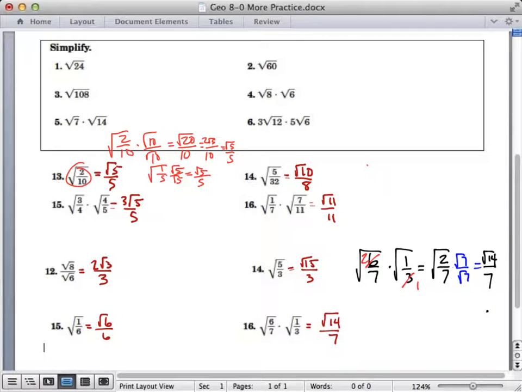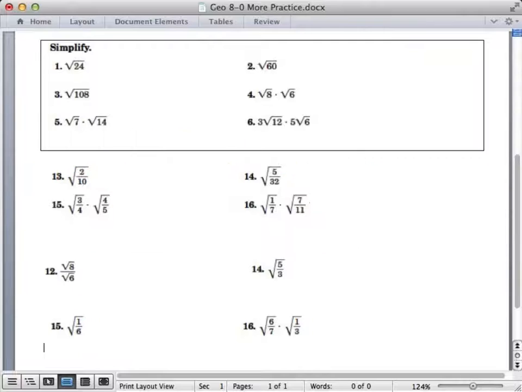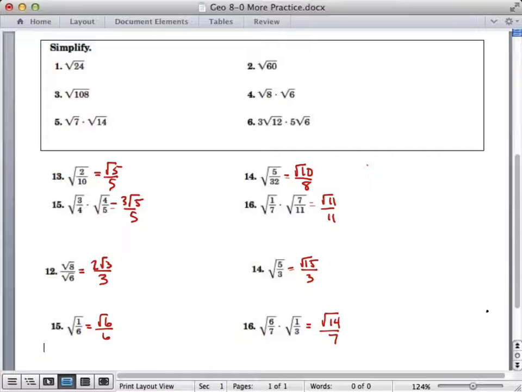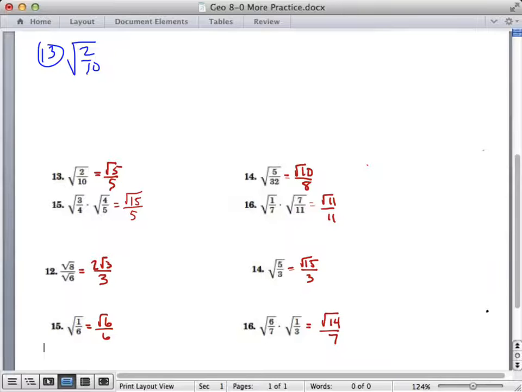All right, and then we have these answers. I believe these are the ones that most of you have had the most problems with. Please, please, please, please, please, whenever possible, simplify. Simplify before you go on with these. So for like number 13. All right, here are the answers to these down here on the bottom. Let's look at a couple. Number 13, square root of 2/10.